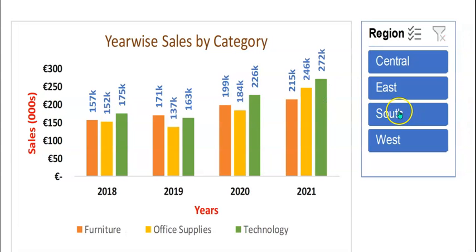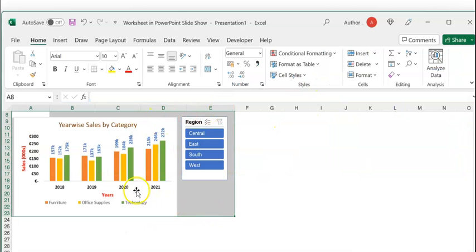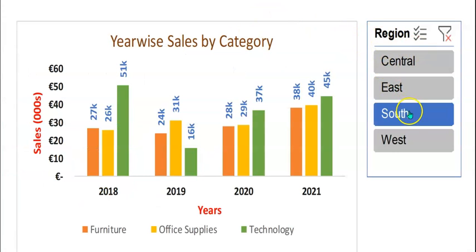Let's click on the southern region. It takes us to the Excel sheet. We have to select south here. We can see the presentation with the pivot chart filtered for the southern region.